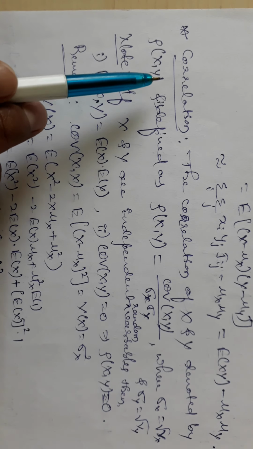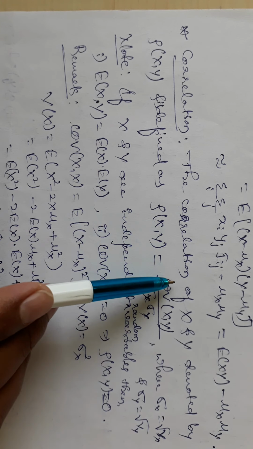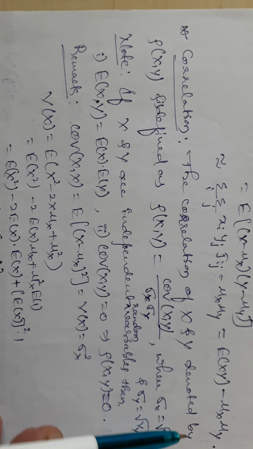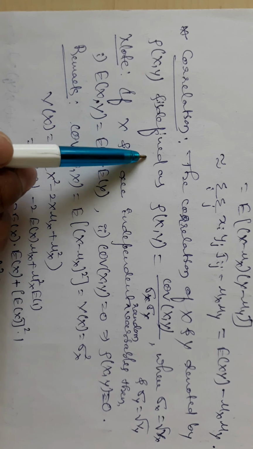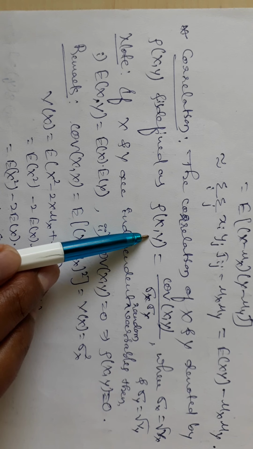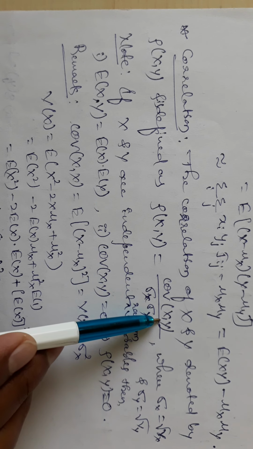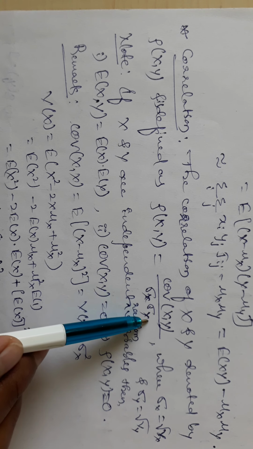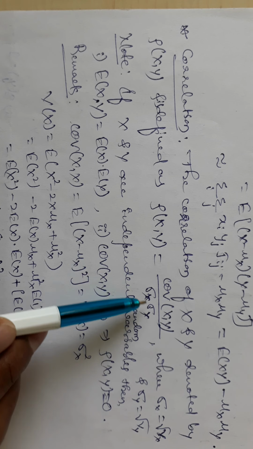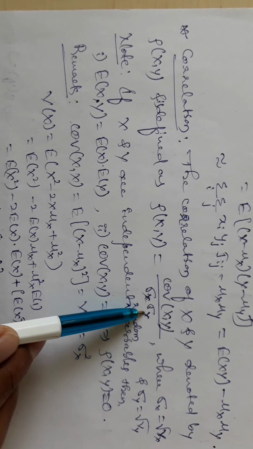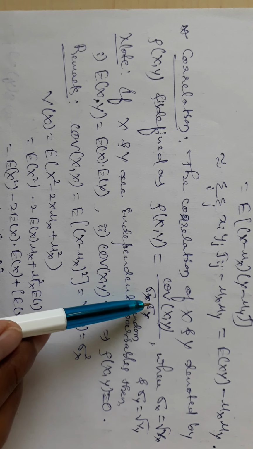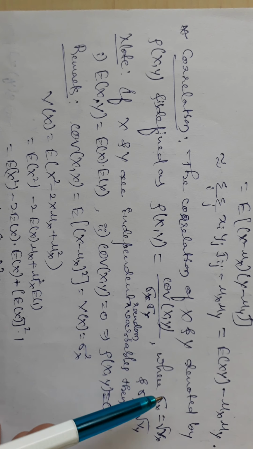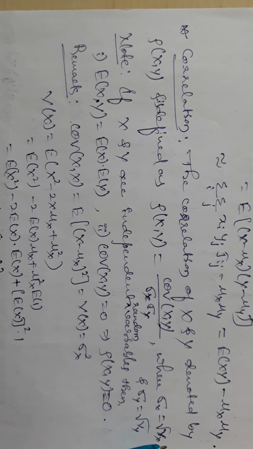Now correlation. The correlation of x and y, denoted by rho of xy, is defined as rho of xy equal to covariance of xy divided by sigma x sigma y, where sigma x and sigma y are the standard deviation of x and the standard deviation of y. We can obtain these by using the variance formula, where sigma x equals the square root of variance of x and sigma y equals the square root of variance of y.